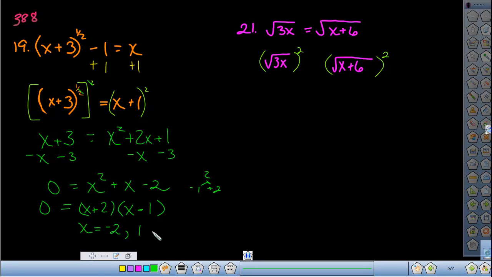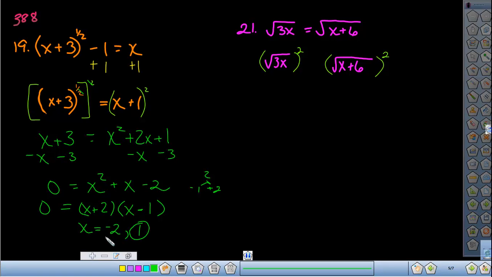And now what we want to do is check to see if both of these solutions will work. When I plug in a 1, 1 plus 3 is 4, and this means the square root, so the square root of 4 is 2. 2 minus 1 is 1, and it's supposed to equal the value that we plugged in, which was 1. So the 1 checked out.